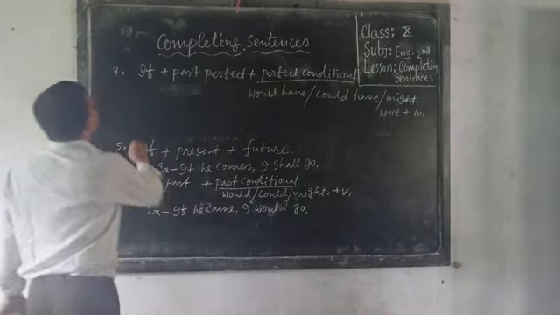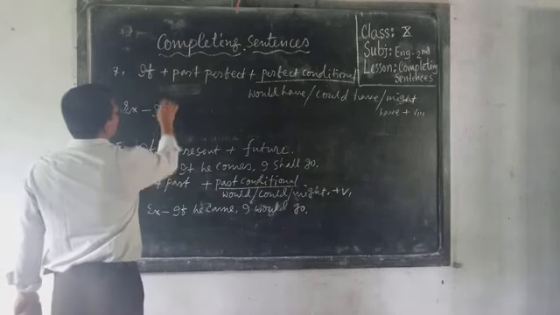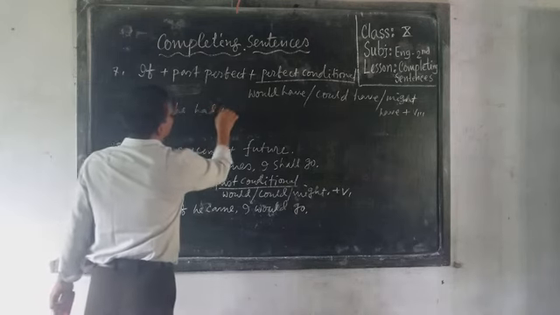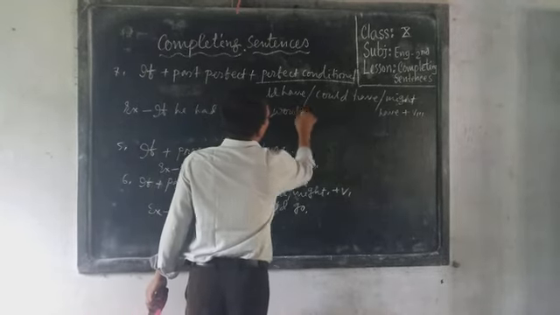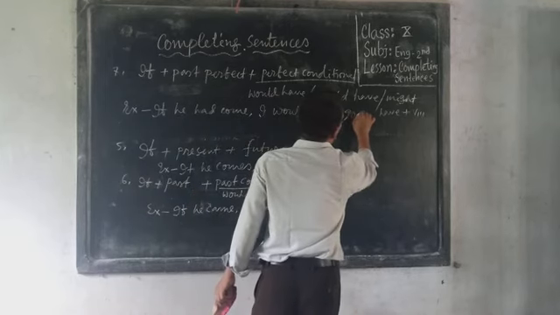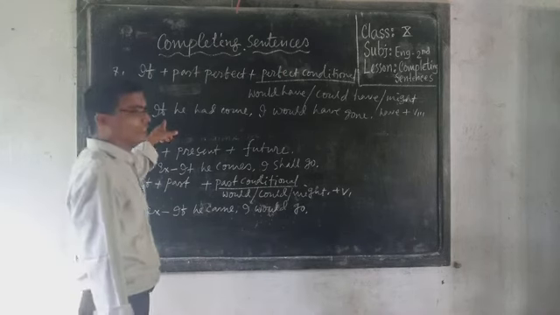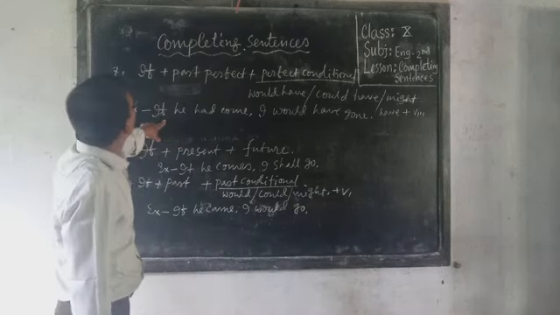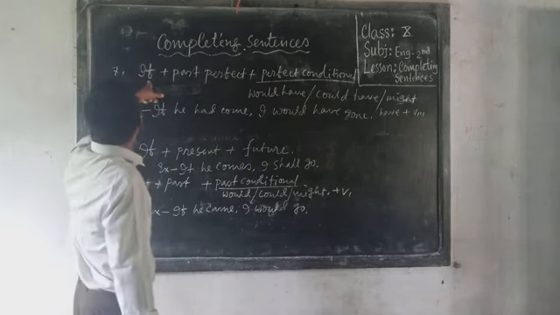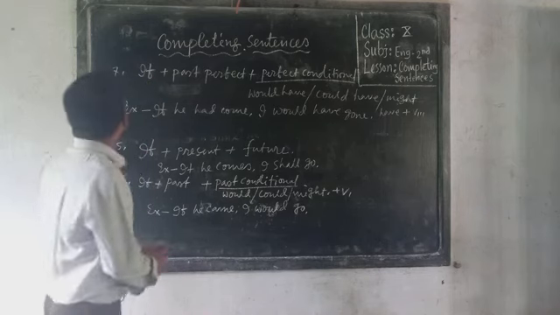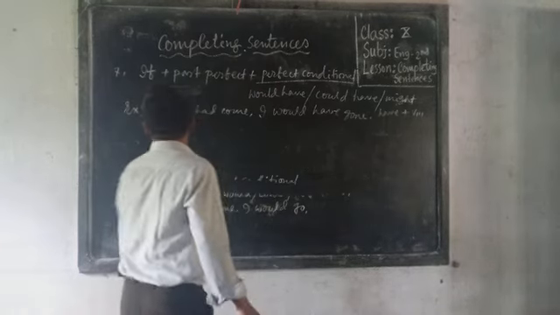So look, dear students, let's see the example of it. If he had come, I... made this type of sentence according to the structure of rule 7. Now move on to the next rule.